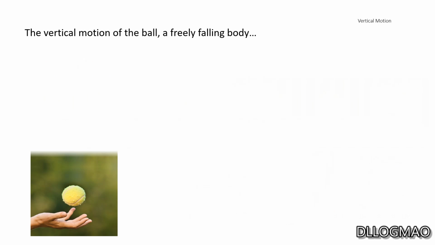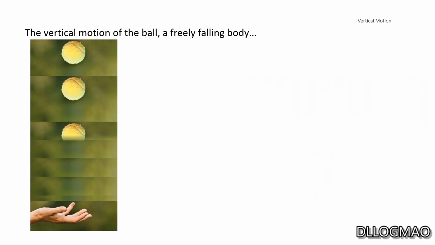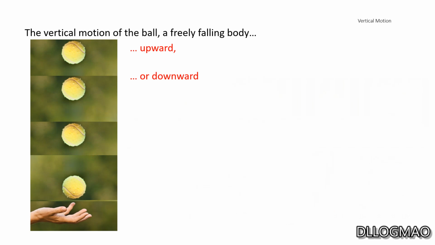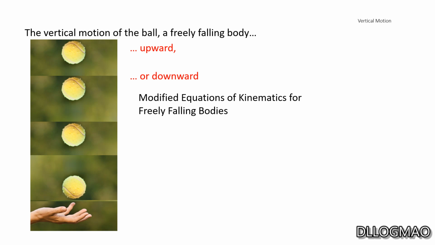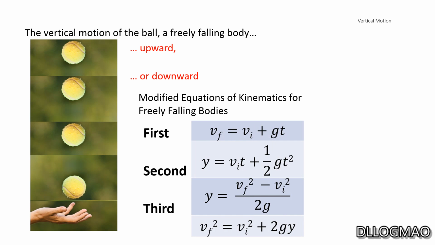The vertical motion of the ball, a freely falling body, is either upward or downward. The modified equations of kinematics for freely falling bodies are the first, the second, and the third equations. The first equation is: vertical final velocity is equal to the sum of the initial velocity and the product of acceleration due to gravity and time.